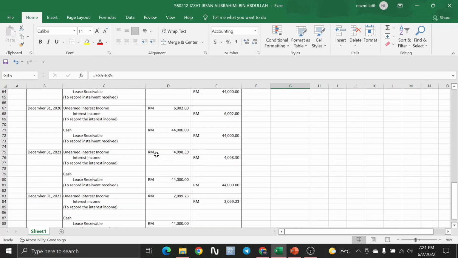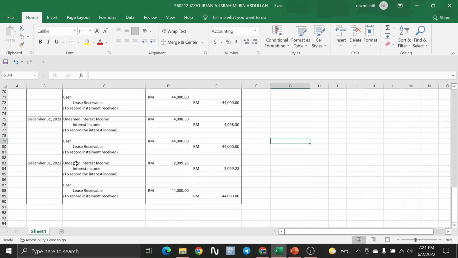December 31st, unearned interest income RM4,098.30, interest income RM4,098.30, debit cash RM44,000, lease receivable RM44,000. And next, lastly, unearned interest income debit RM2,099.23, credit interest income RM2,099.23, and debit cash RM44,000, lease receivable credit RM44,000.